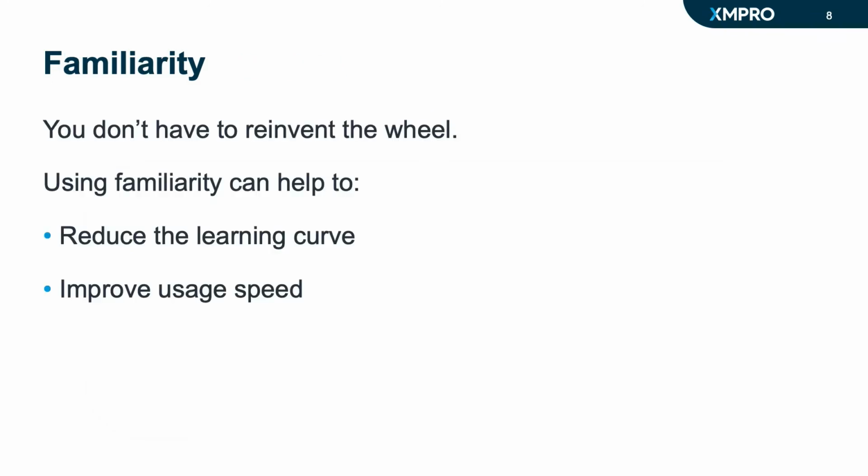The third principle we're going to look at is familiarity. I want to stress, you do not have to reinvent the wheel with your user interface design. Using familiarity means that you're going to use elements that users are used to seeing in interfaces. One example is using a house icon to show them how to get back to the home page. Using familiar elements in your interface is one way to reduce the learning curve for your app and also improve the speed at which people use it.